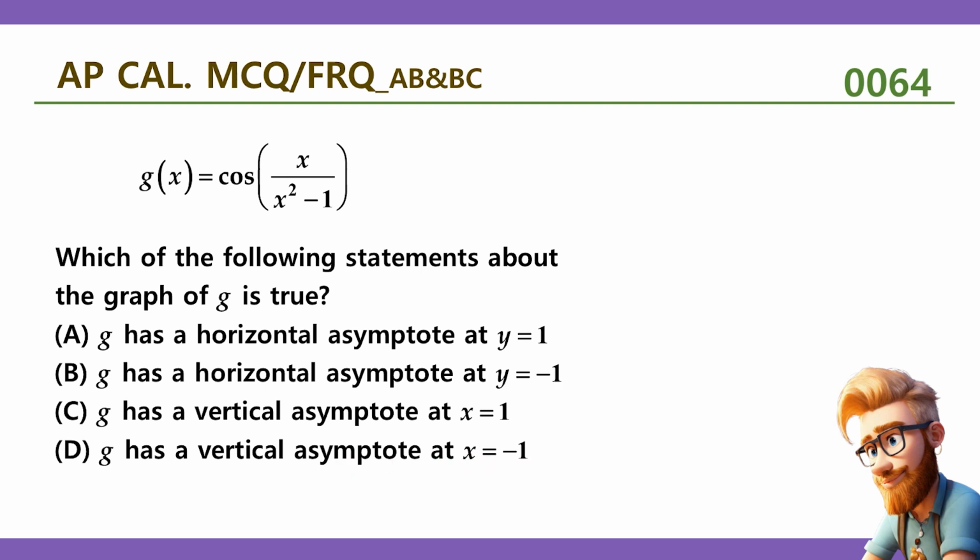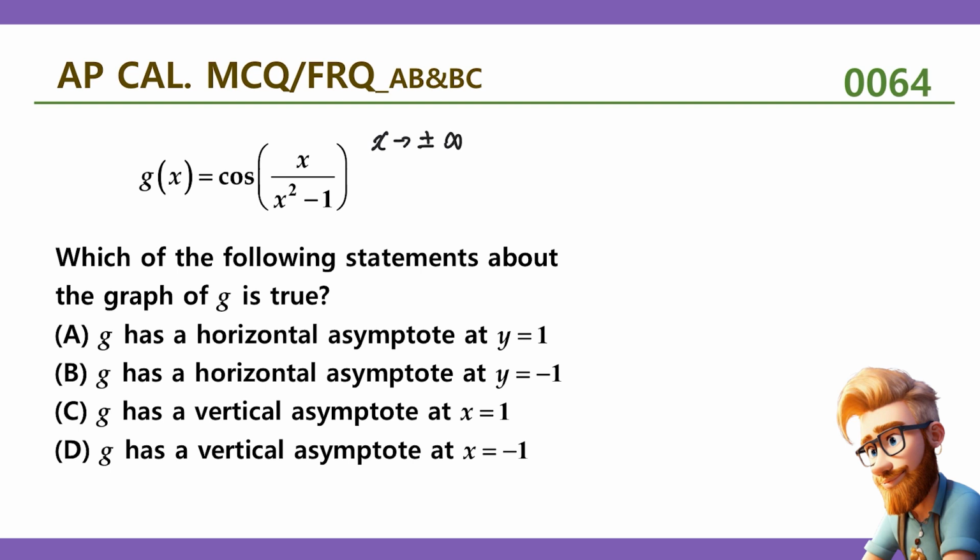So basically, we have to find the horizontal and vertical asymptotes of the graph of G, right? Remember, a horizontal asymptote has to do with infinite limits, when x approaches either positive or negative infinity. So let's look for the horizontal asymptote first. Let's say x approaches either positive or negative infinity.